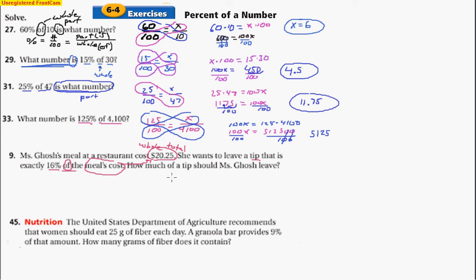Well, let's go ahead and set up our proportion. We've got 16 over 100 equals, and then we're going to put our part, which we don't know. It's the tip. We use T for tip this time. And the meal costs $20.25. And so we can go ahead and cross multiply here. 16 times the 20 and 25 hundredths, and set that equal to 100 times T. So 100t equals 16 times 20 and 25 hundredths.